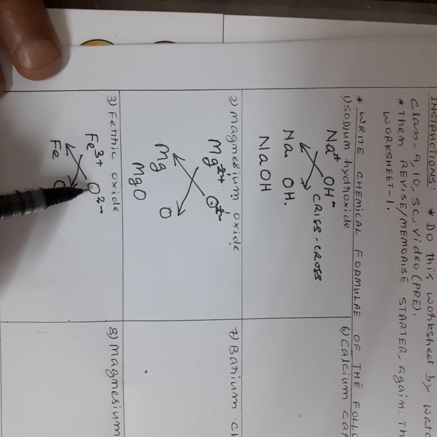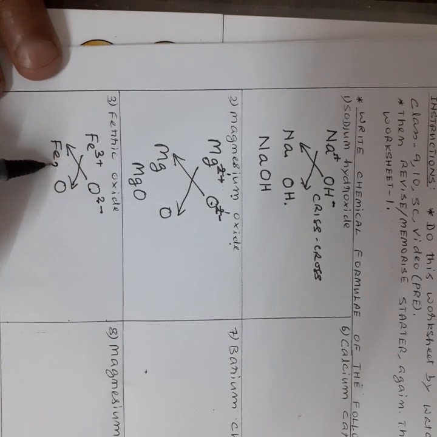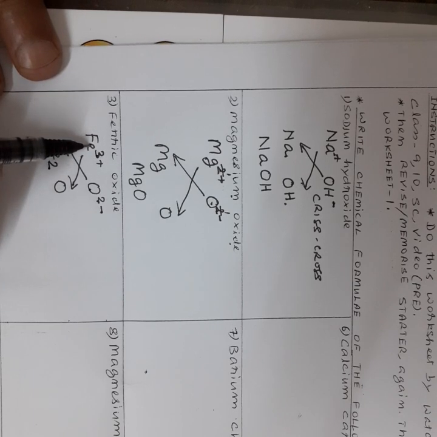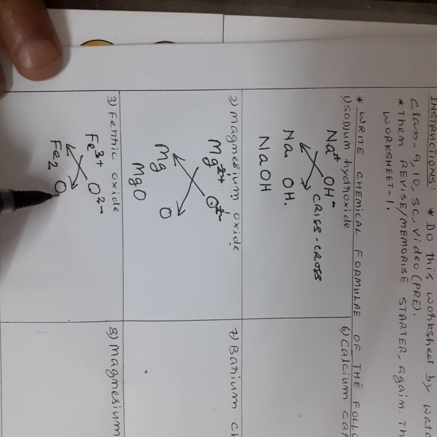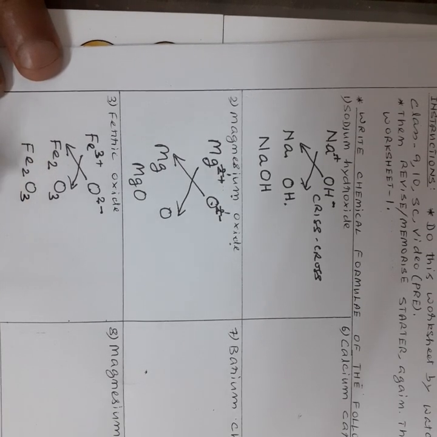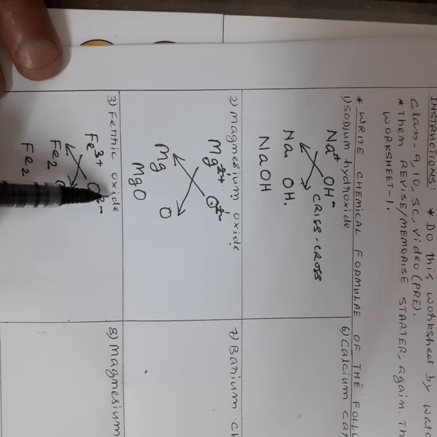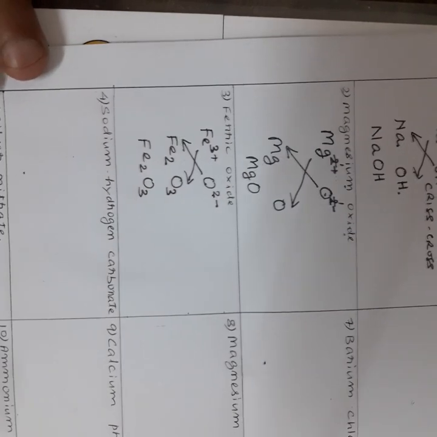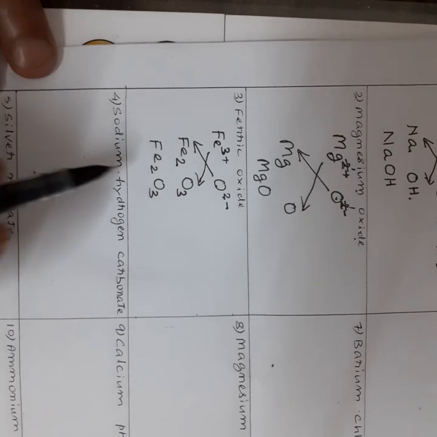So 2 that belongs to O will go to the lower backside of Fe, and 3 that belongs to Fe will go to the lower backside of O. That is what we mean by crisscrossing the valency. Basically it means the valencies exchange. So the formula will be Fe2O3 for ferric oxide. I think we can go slightly faster now since you're understanding.